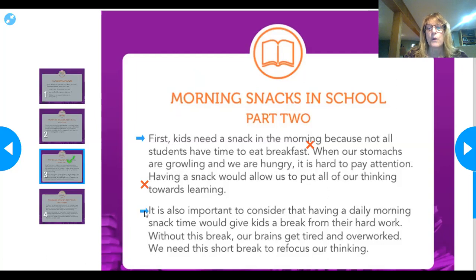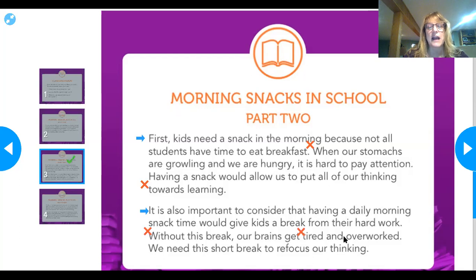It is also important to consider that having a daily morning snack time would give kids a break from their hard work. Without this break, our brains get tired and overworked. We need this short break to refocus our learning. And again, it is also another transition word. This is the detail, and then these are the examples.